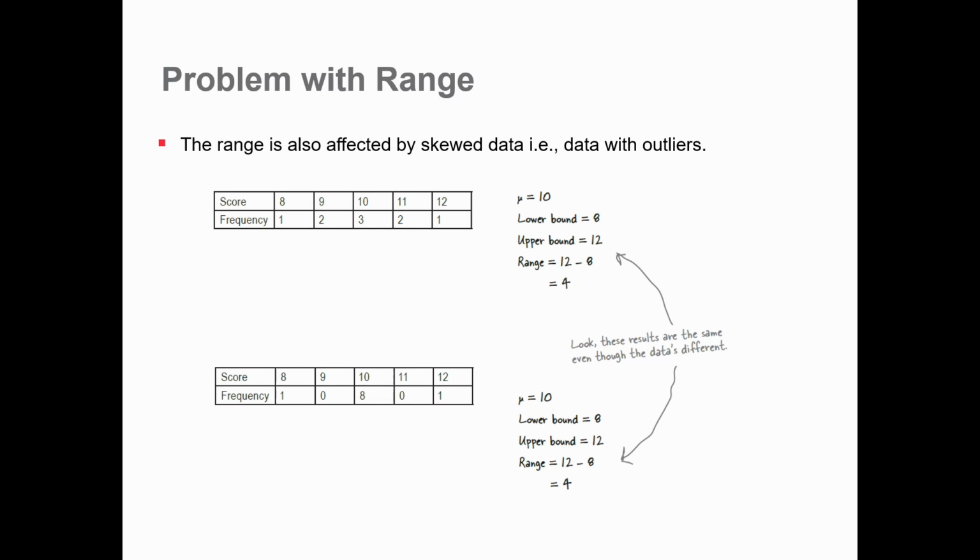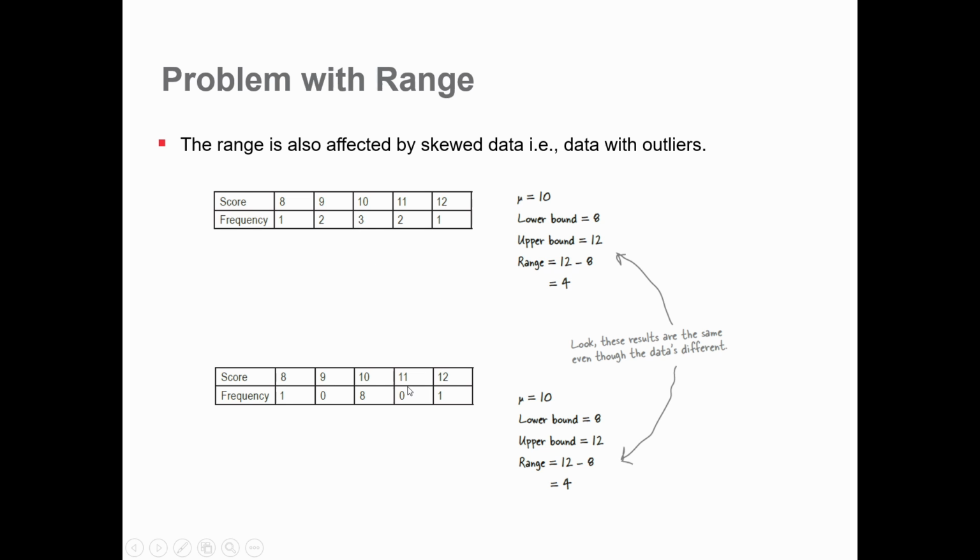And again, the range is also affected by skewed data. Skewed data is a main enemy in statistics, right? For example, I have given the score and the frequency. So we have data points 8, 9, 10, 11, 12. And if you calculate the range, 12 minus 8, it is 4 for the first data set.